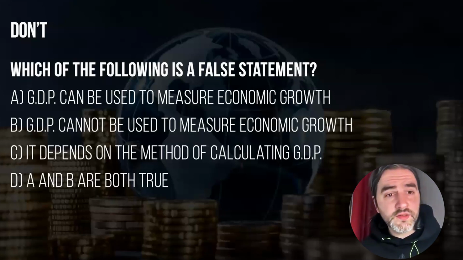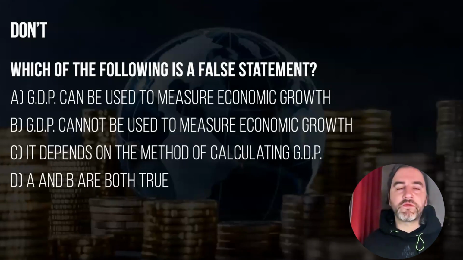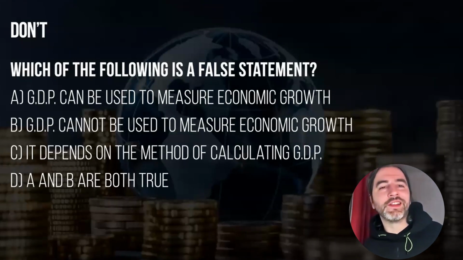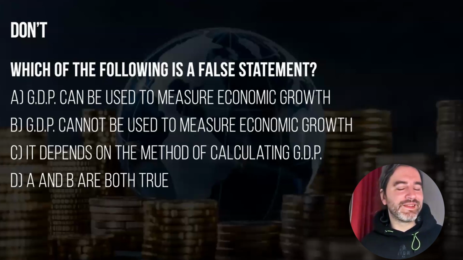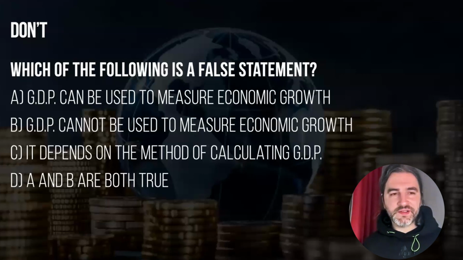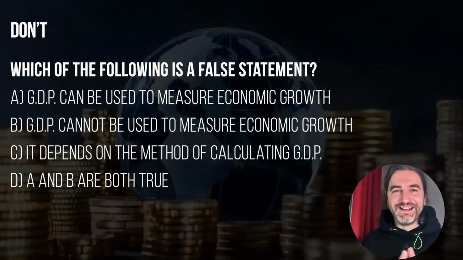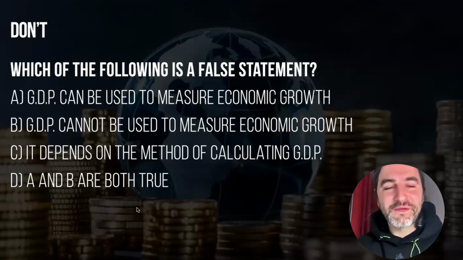Then there is an ambiguous option of it depends on the method of calculating the gross domestic product, which is, of course it depends. If you calculate it wrongly, then is it a false statement? Is it a true statement? It's really weird. And then A and B are both true, which cannot happen because they are mutually exclusive, A and B. And then it means that D is actually a false statement. But then we don't know how many false statements there are. So it's a question. I'm venting again. So terrible question.